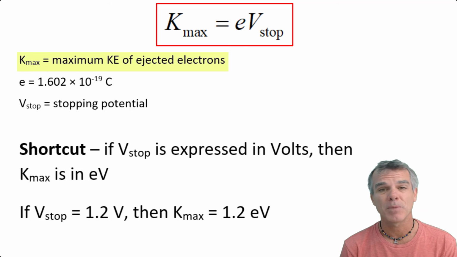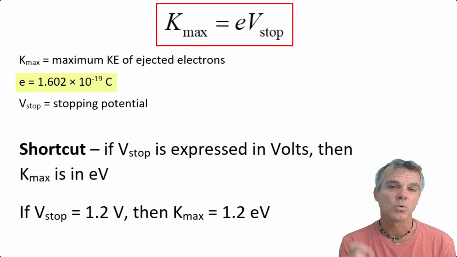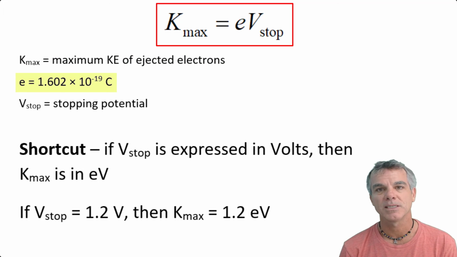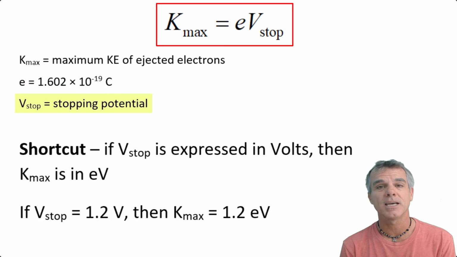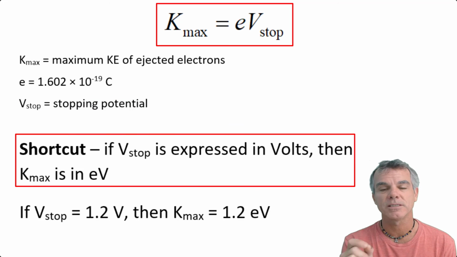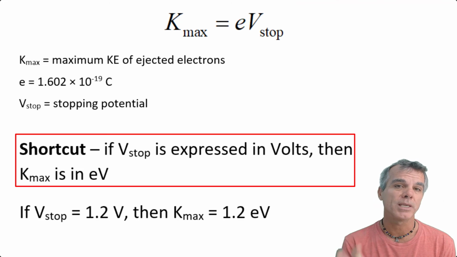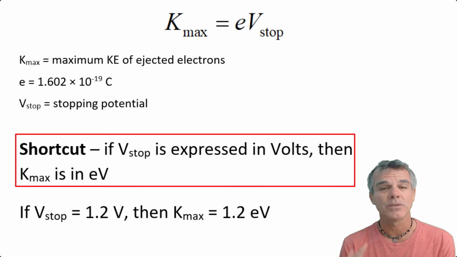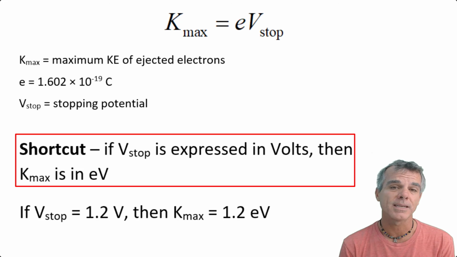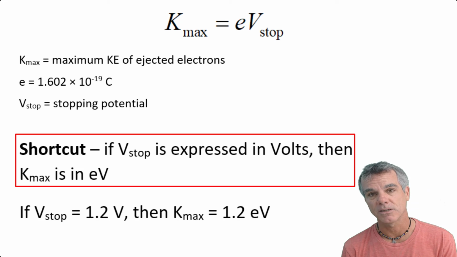stop, where again, K max is the maximum kinetic energy of the ejected electrons, e is the magnitude of the charge on an electron, 1.602 times 10 to the minus 19 coulombs, and V stop is the stopping potential. And the useful shortcut you can use is that if the stopping potential is expressed in volts, then kinetic energy max, K max, will be in electron volts. You don't even need to do the conversions or anything like that. Just realize that if V stop is in volts, K max is in electron volts.